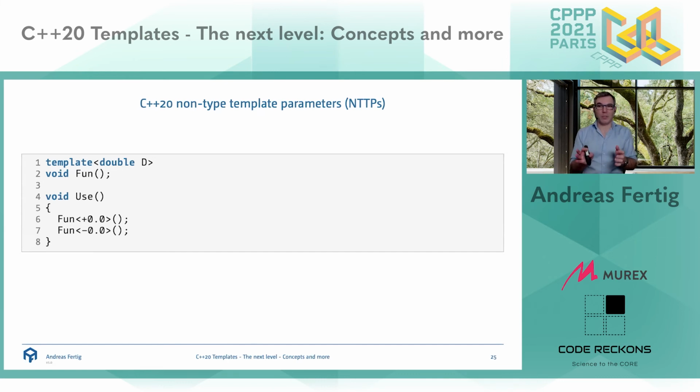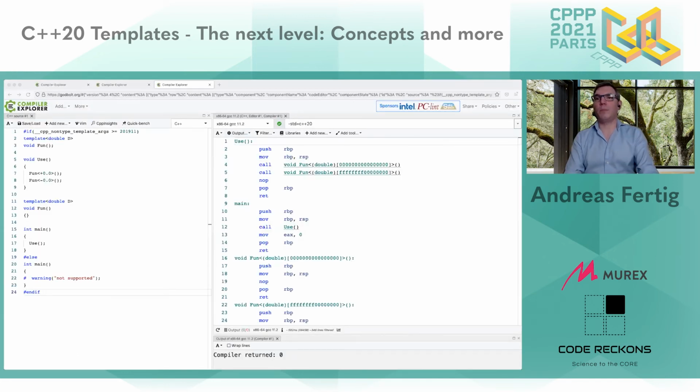I never needed the difference between a positive and a negative 0. For me, it's always 0. But there are areas where it makes a difference. And there's something that you probably should know about this, which is the following. If we look at this in Compiler Explorer, this is the code from the slides.